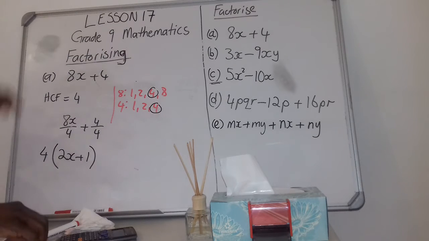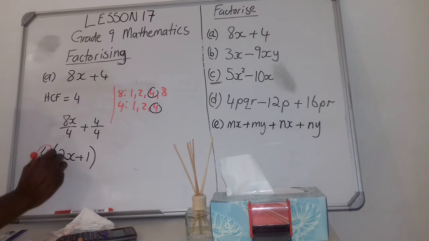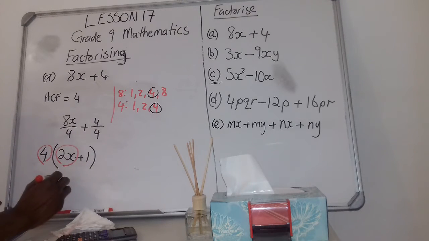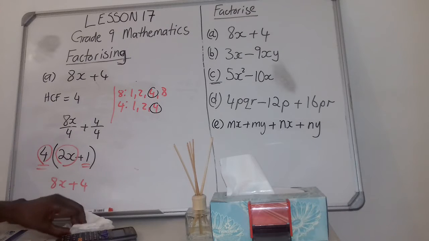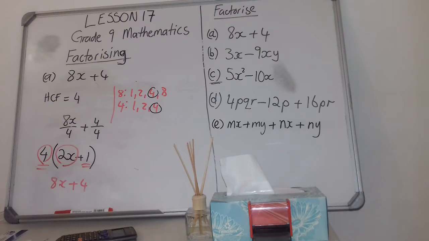If you want to see if you are right, try to remove the bracket. So you multiply this by that, which will give you 8x. You multiply this by that, which will give you positive 4. So it means we are right. We have done the correct thing.